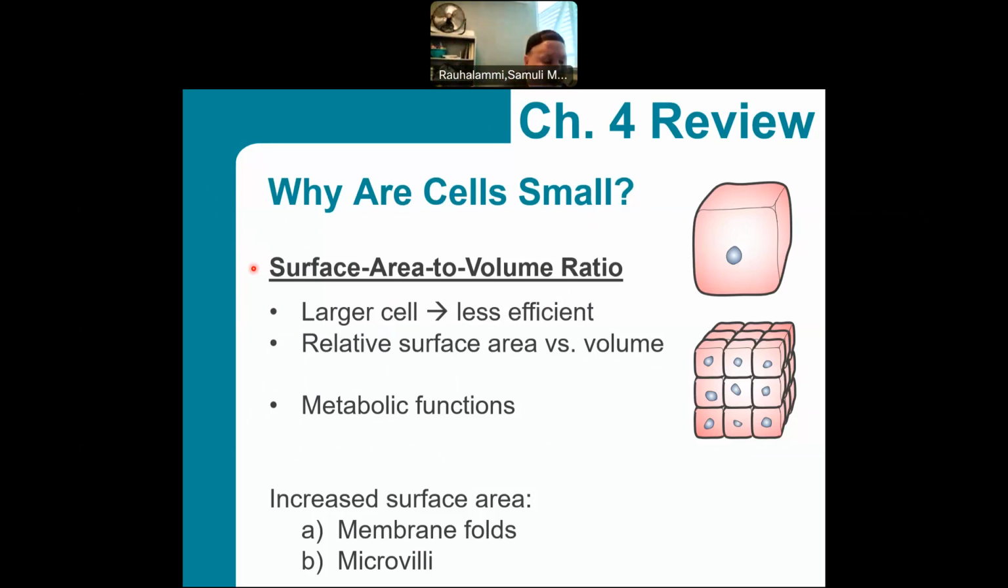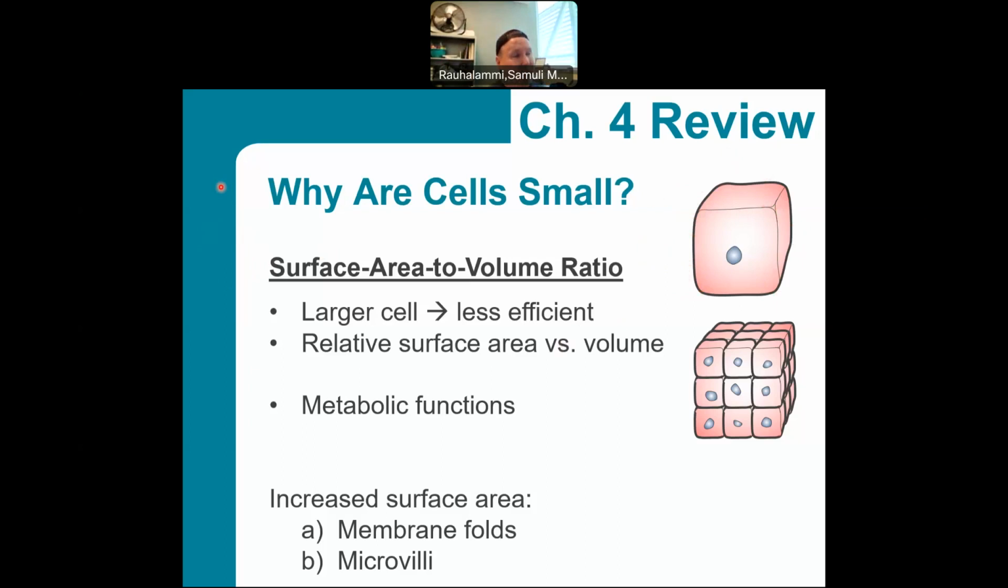There are a few ways we can increase the cell's surface area. That's by adding additional folds on the surface of the cell. So we see membrane folds or microvilli, those small hair-like structures growing out, which are meant for increasing the surface area of the cell.